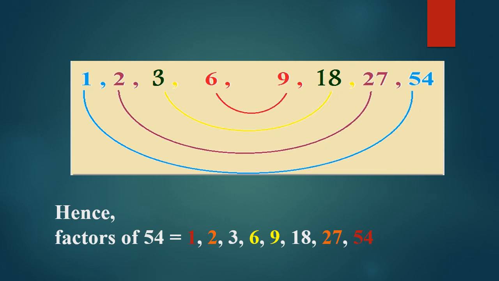3 eighteens are 54. 18 threes are 54. It means 3 is a factor of 54 as well as 18 is a factor of 54. Now we know that 6 nines are 54 and 9 sixes are 54. So we have generated all the factors of 54, which are 1, 2, 3, 6, 9, 18, 27 and 54. These are 8 factors in total.